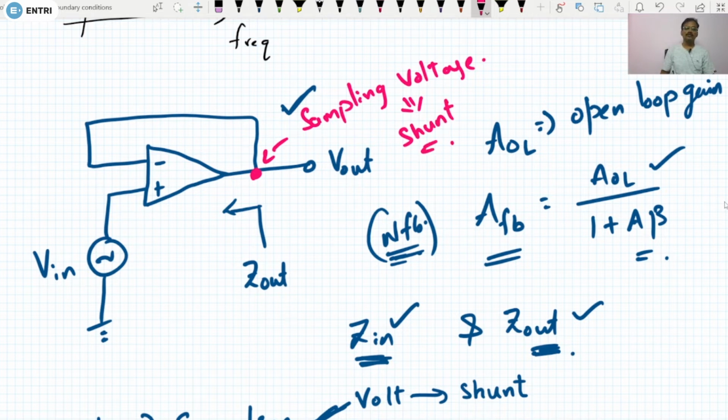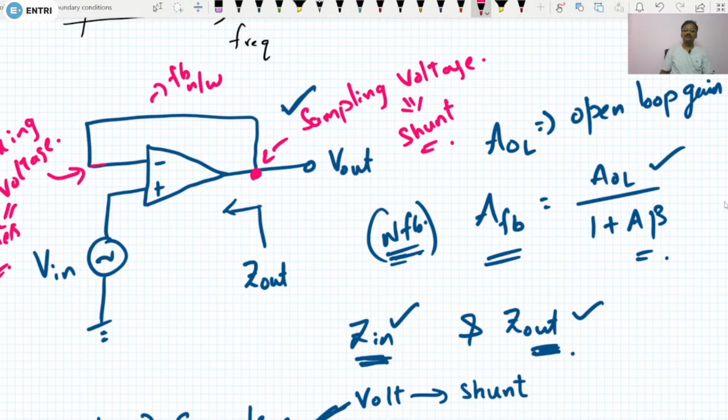Whatever voltage you have sampled here is fed back through this feedback network, and it is mixed at the input with the input signal here. Understood? So here the mixing is also voltage. If you mix the voltage, then the connection is nothing but series.